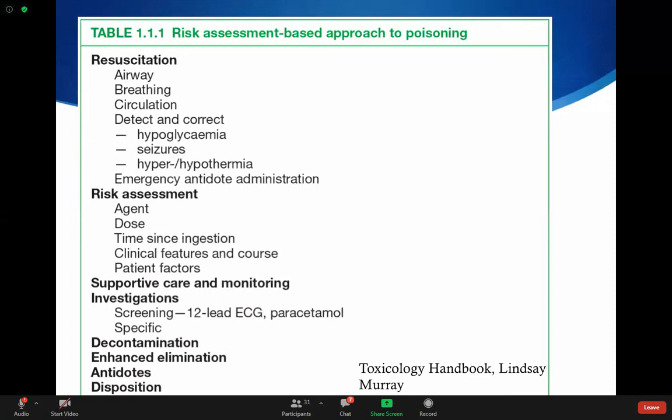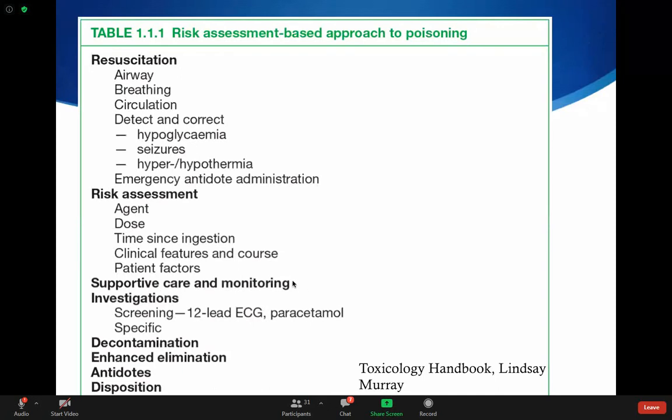So that's why it's important to know the time of ingestion and whether the drug is immediate release or extended release. And then you need to know if they have symptoms and monitor their clinical course. Patient factors are important, because someone with heart failure is not going to do well if they overdose on cardiotoxic medications, okay? If they have renal failure, they are not going to be able to clear lithium, so they're going to need dialysis. So patient factors are very important.